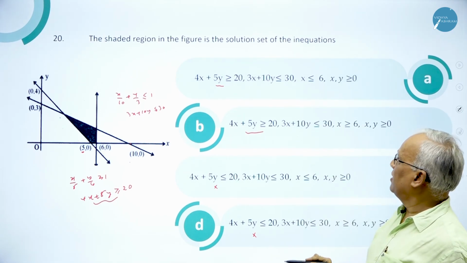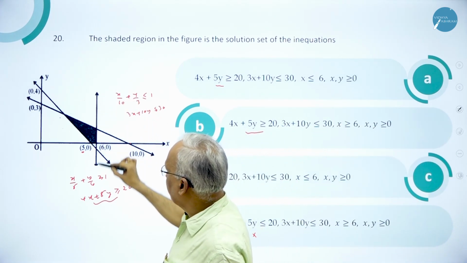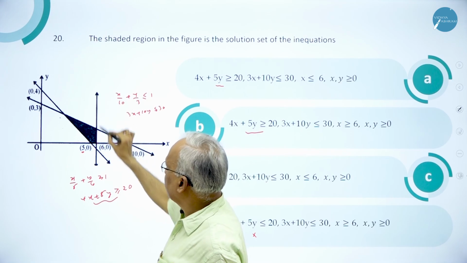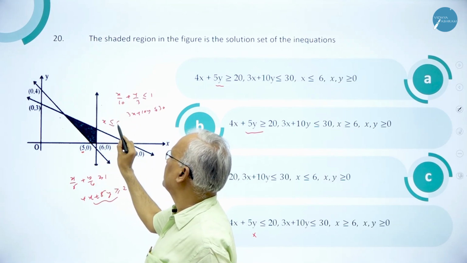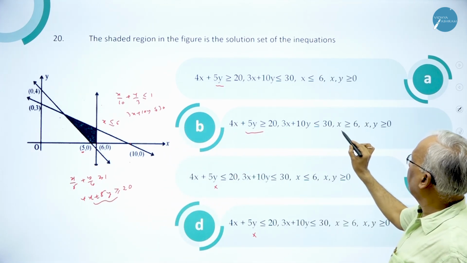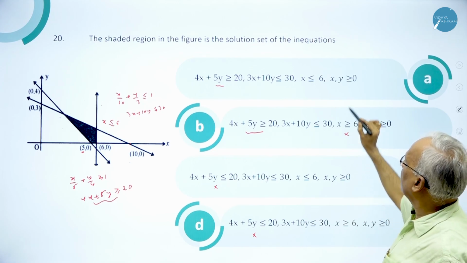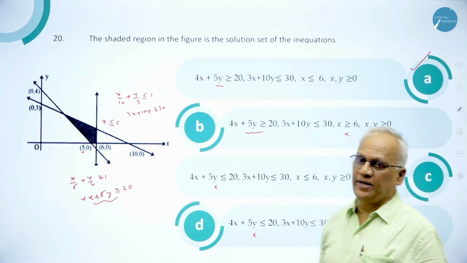Both are still possible. Now, you have x equal to 6. This is the line through the point 6, so this is x equal to 6. It is to the left, so x less than or equal to 6 is the region. Greater than or equal to 6 is not possible. So it has to be answer A. So, very easily you can select the answer.